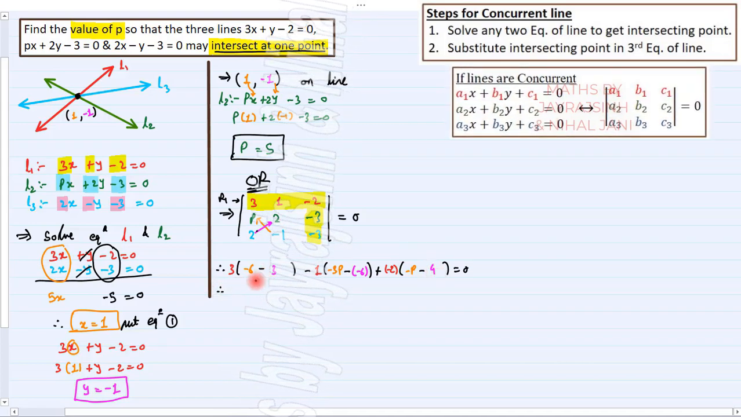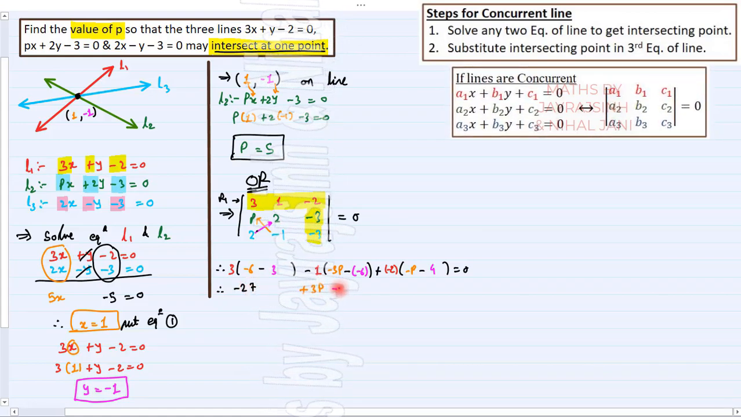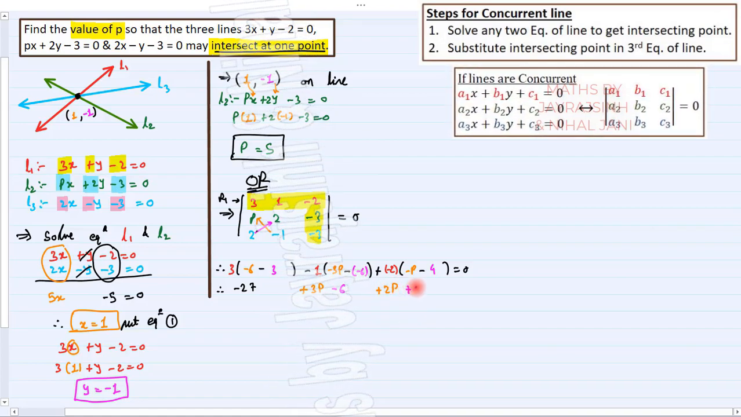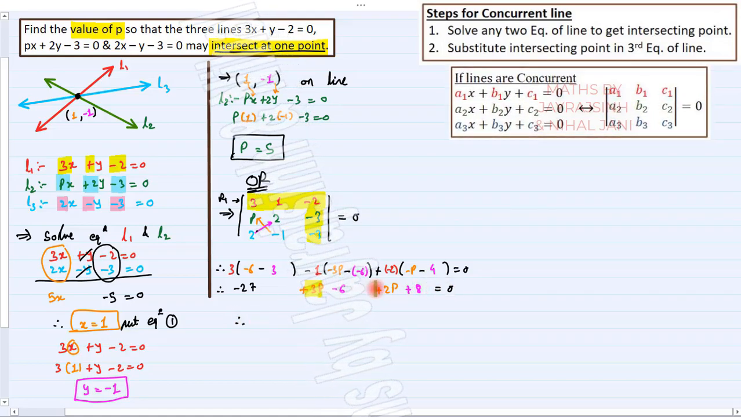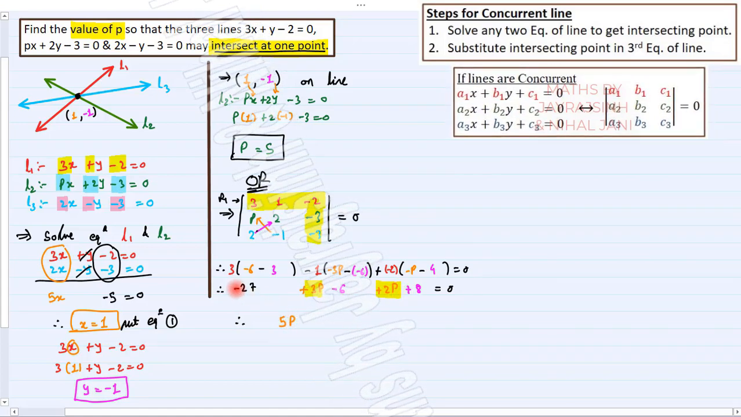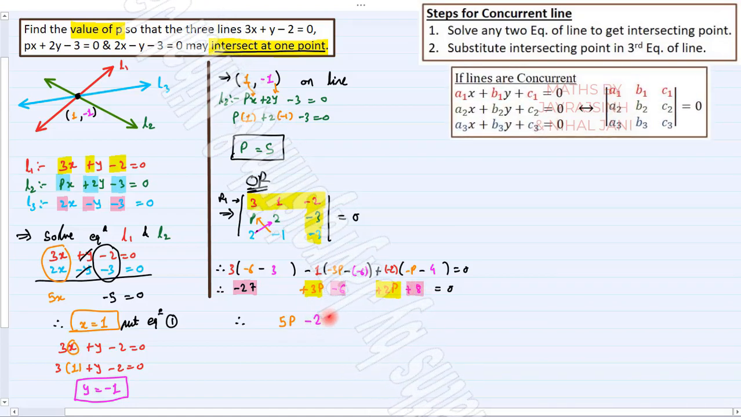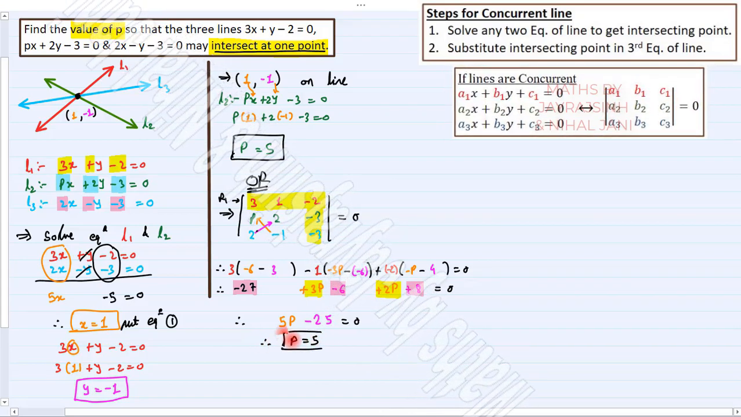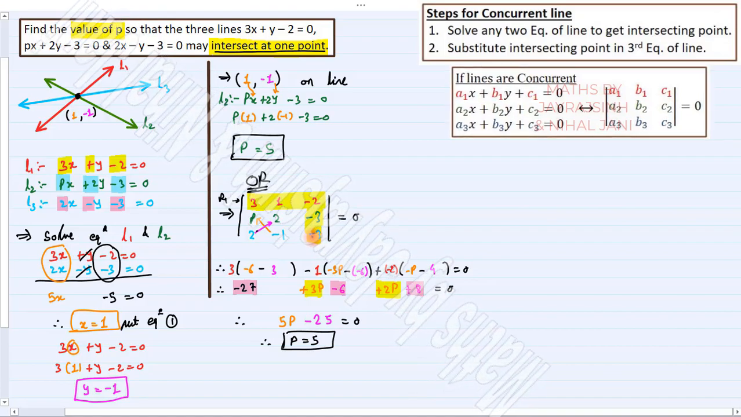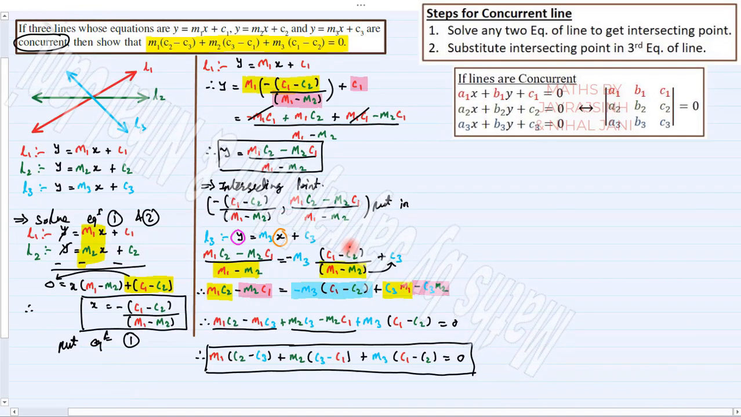So here we get 3 into minus 9, or we can say minus 27, then plus 3P and minus 6 and plus 2P and plus 8 is equal to 0. Or we can say 3P plus 2P will be 5P, and minus 27 minus 6 and plus 8 will be minus 25, must be 0, which will give us P is equal to 5. So this is the easy way to get the value of P and deal with concurrent lines. You can use this method to solve the second example also.